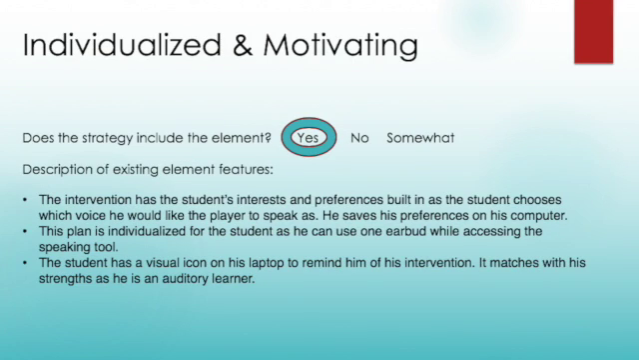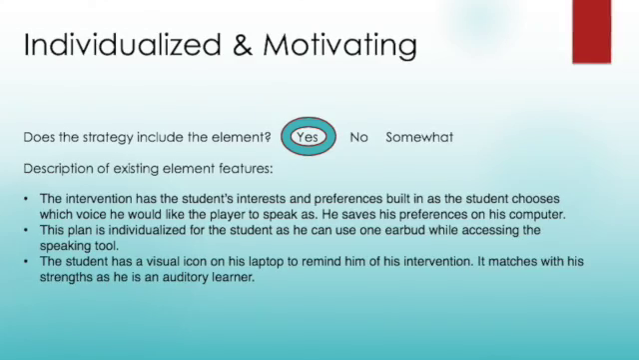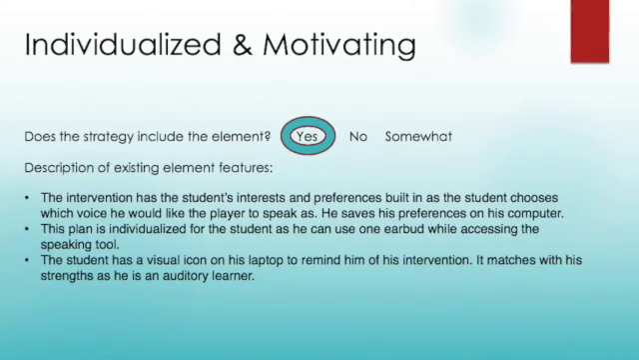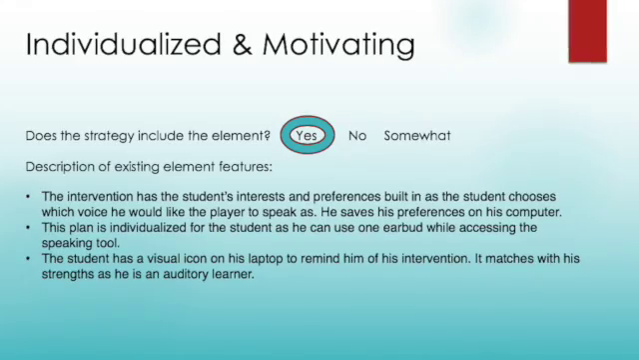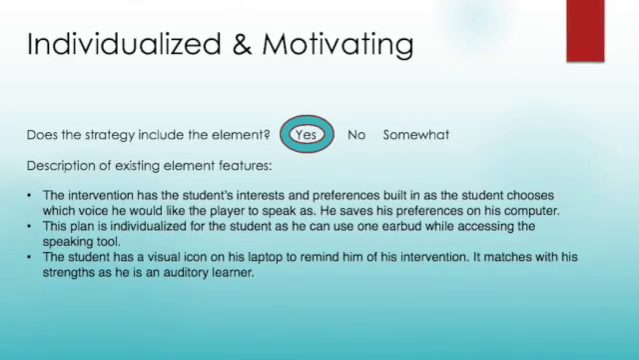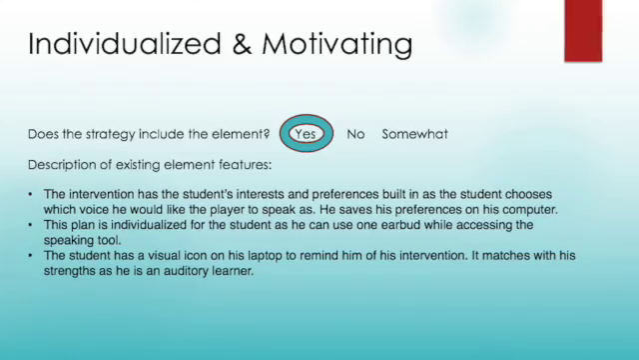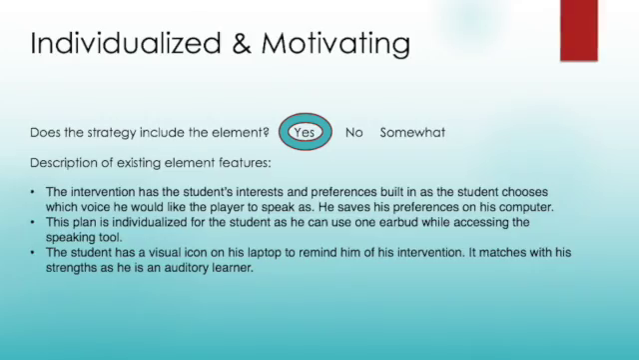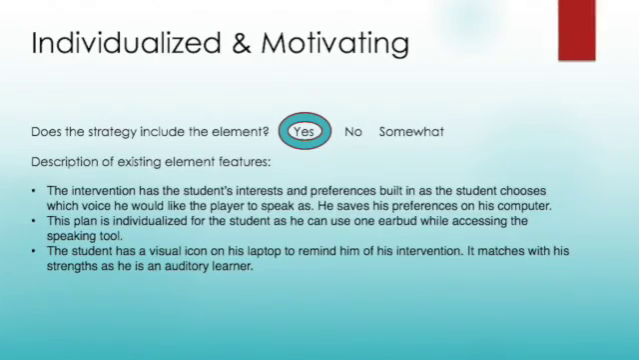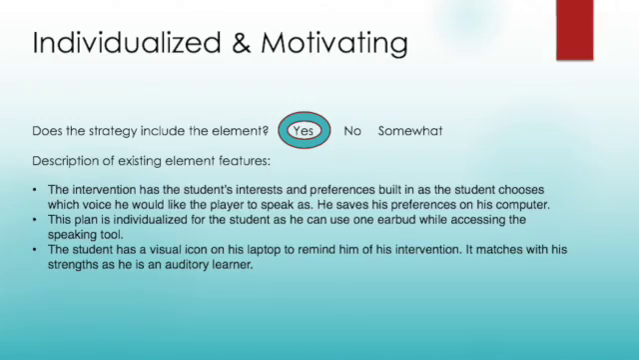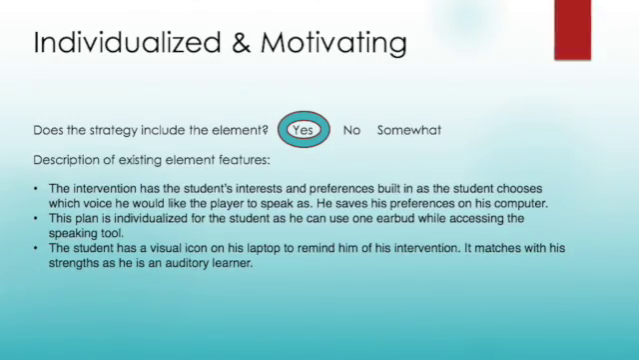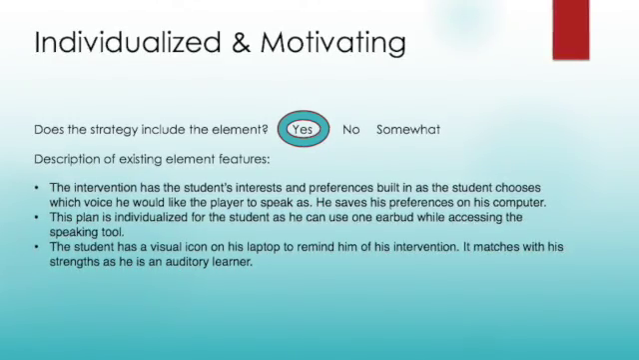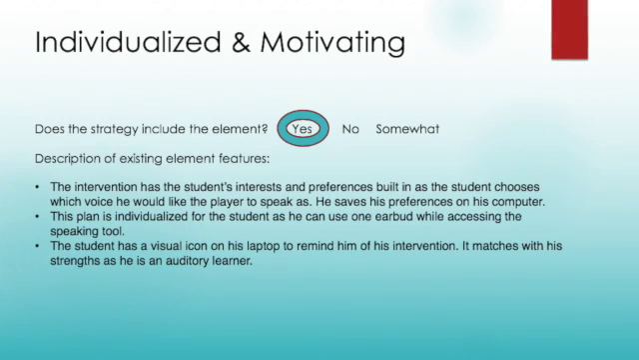The fourth part of this SART is the individualized and motivating part. The strategy for the auditory learning is included in this element. The student has his interests and his preferences built in when he chooses which voice he would like to speak as. He saves his preferences on his computer. The plan is individualized to the student so he can use his earbud while accessing the speaking tool. And the student has a visual icon on his laptop to remind him of his intervention. It matches with his strengths as he is an auditory learner.